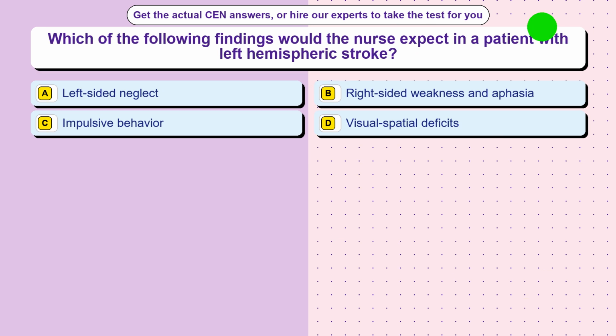Question 48. Which of the following findings would the nurse expect in a patient with left hemispheric stroke? Option A, left-sided neglect. Option B, right-sided weakness and aphasia. Option C, impulsive behavior. Option D, visual spatial deficits.